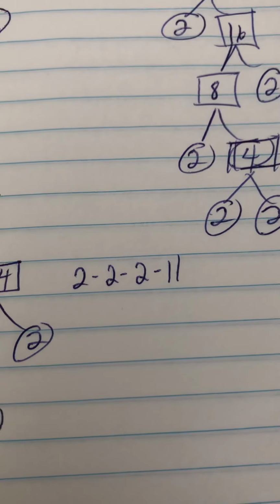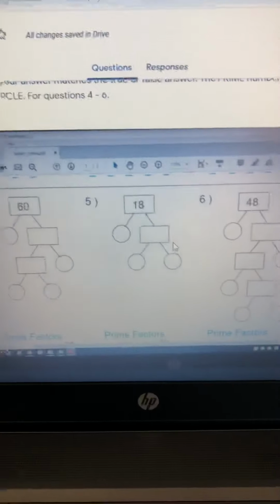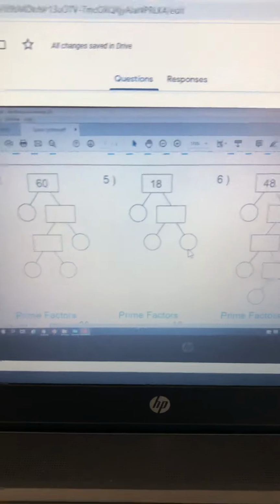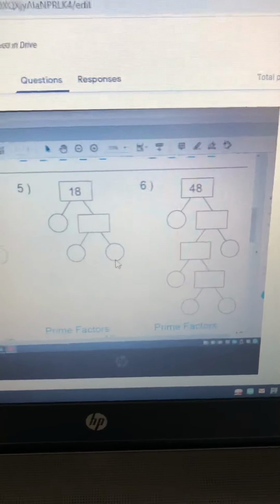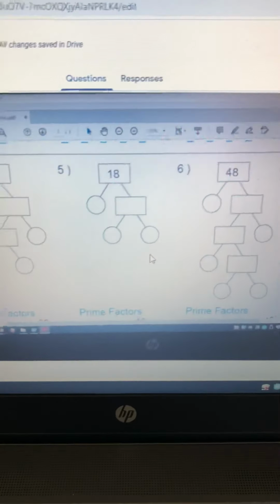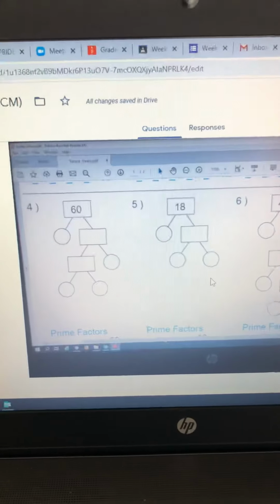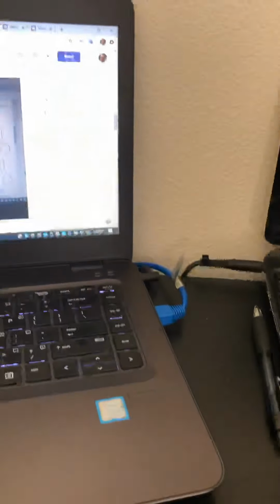All right, for this next set right here, we're going to do the same thing: 60, 18, 48. We're just going to break each one down. Number 4, just break it down.